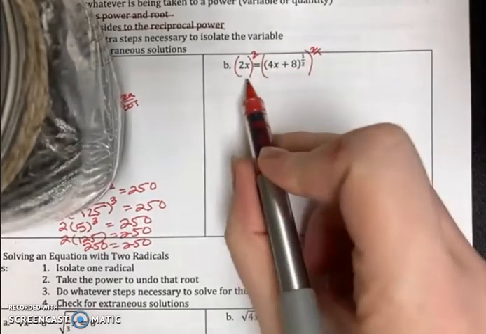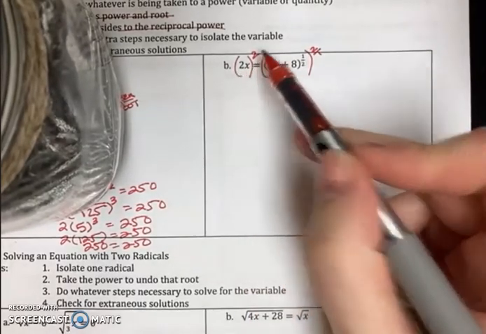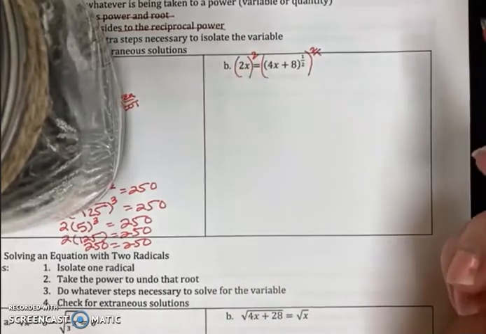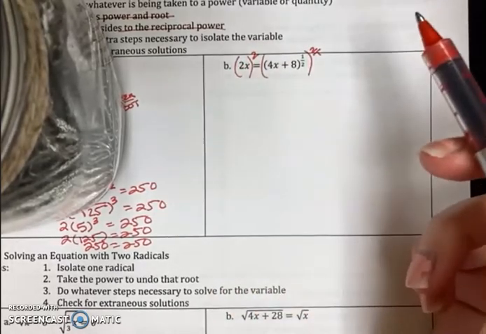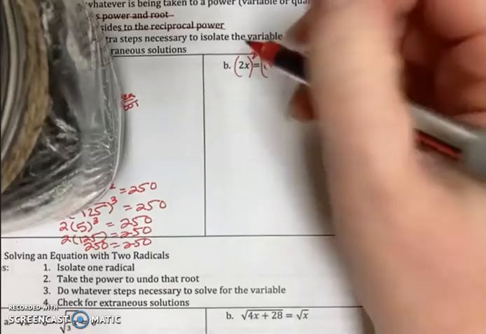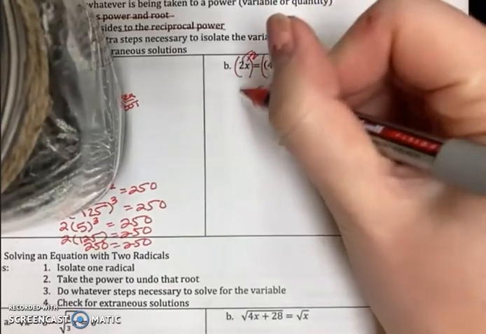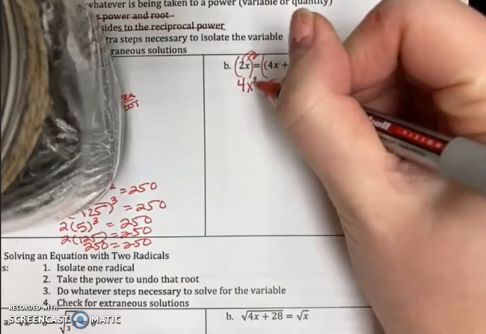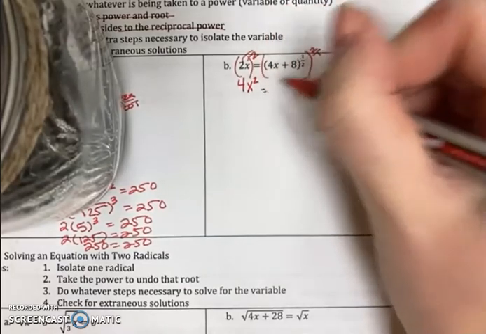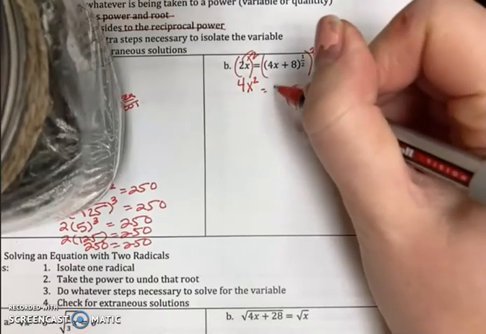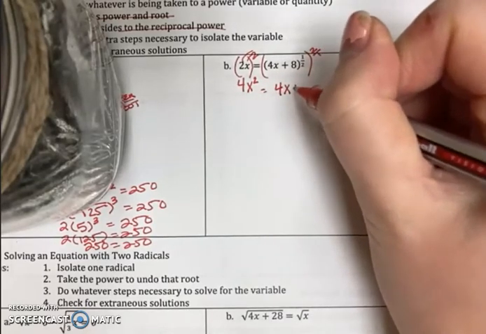So now over here, I have 2x squared. Think of your properties of exponents. I have two separate things, so two separate bases, a 2 and an x, and it's being squared. So I need to square both of these terms. 2 squared is 4, x squared is x squared. By raising it to the reciprocal power, I got rid of the 1/2 power, and I have 4x plus 8.